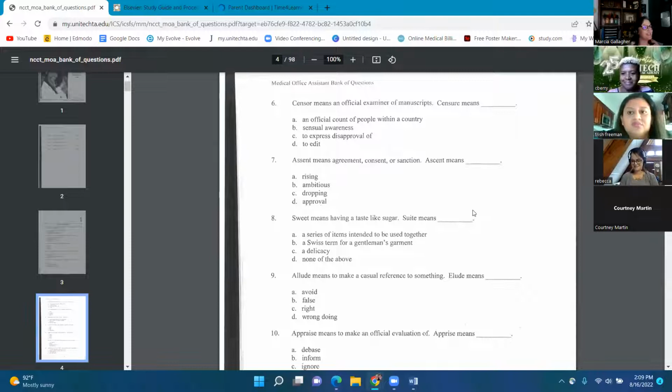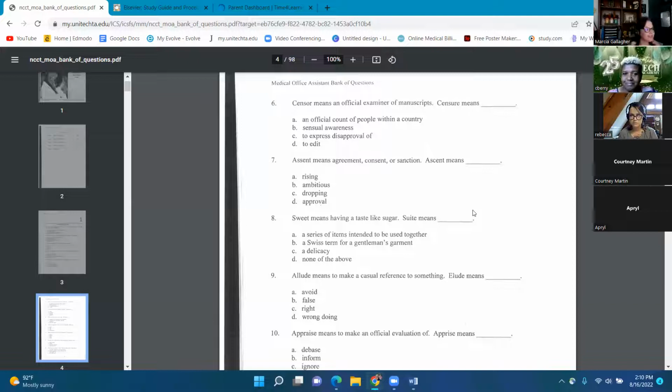Number 6, censor means an official examiner of manuscripts. Census means an official count of people within a country. We've already seen that one, right? Sensual awareness, to express disapproval of or to edit. Is it C? It's C, to express disapproval of.